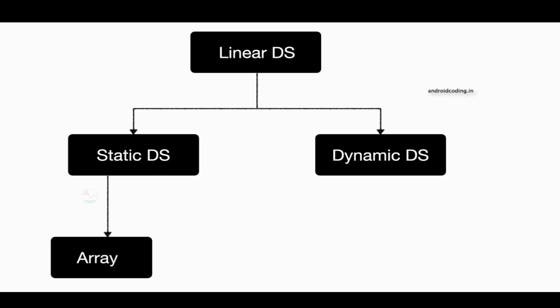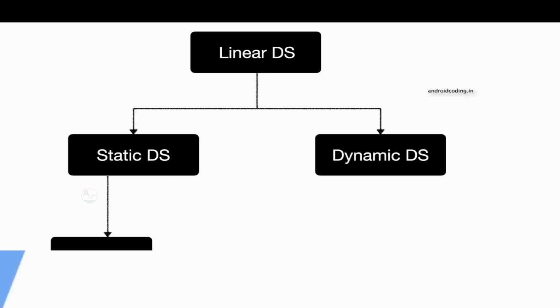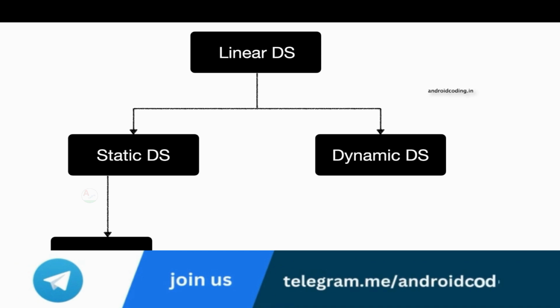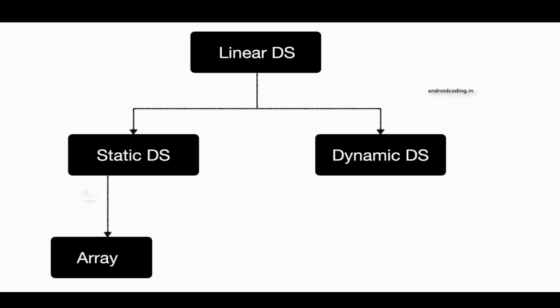So under static, we have the array, and this is the most basic data structure, which most of you might have experienced using. Based on indexing positions, we make use of these arrays in our applications. In our coming tutorials we will see in detail all these topics.